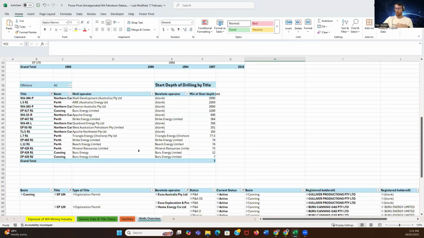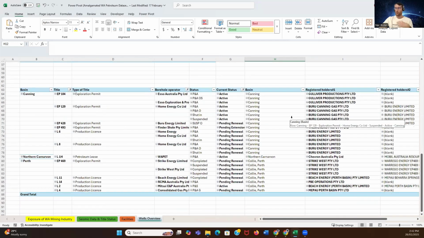So I can go, okay, Buru Energy in the Canning Basin on EP 428 started at 12 meters. Quadrant Energy in Northern Carnarvon on WA-49-L started at 356. And if you're in mining or you're interested in this sort of thing, you can uncover this quite quickly and potentially gain a competitive advantage or strategy over competition.